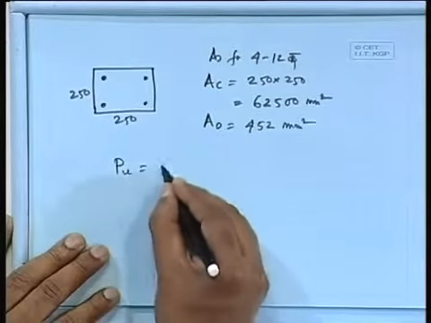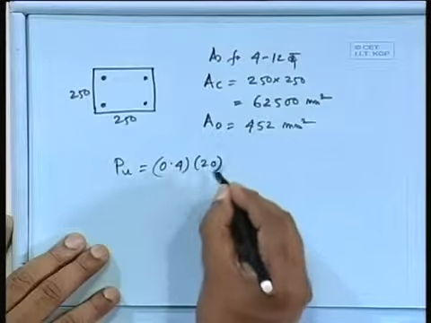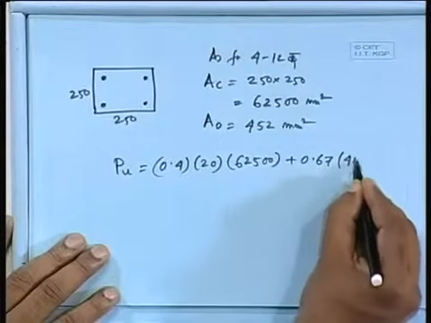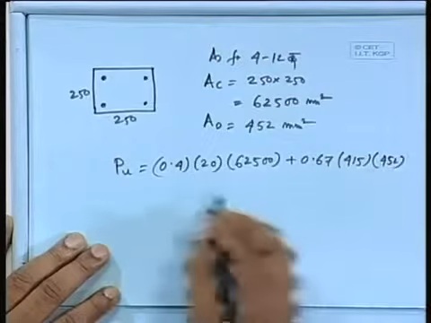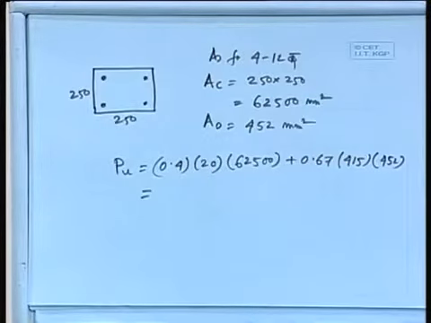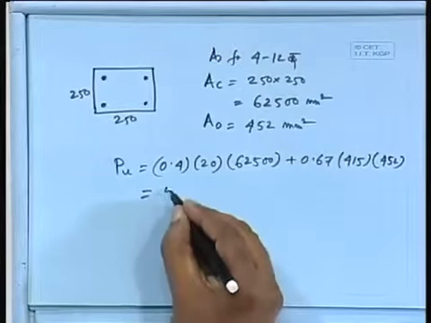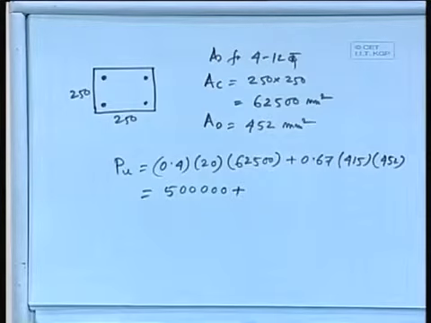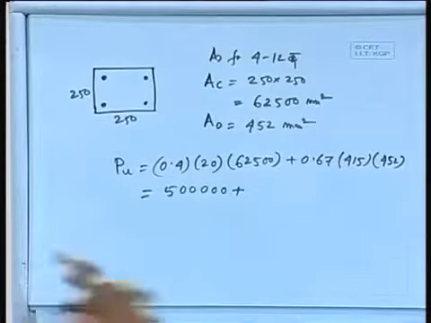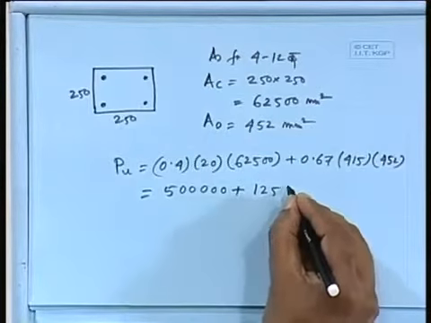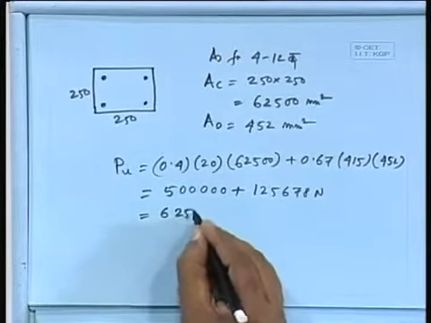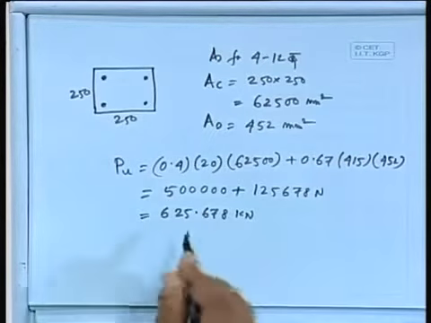So Pu equal to 0.4 times 20 for M20 grade of concrete times 62500 plus 0.67 times 415 times 452, which comes as 0.4 into 20 into 62500, and the other one 0.67 times 415 times 452, which comes as 125,678 Newton, equals 625.678 kilonewton. So we can get Pu this one.